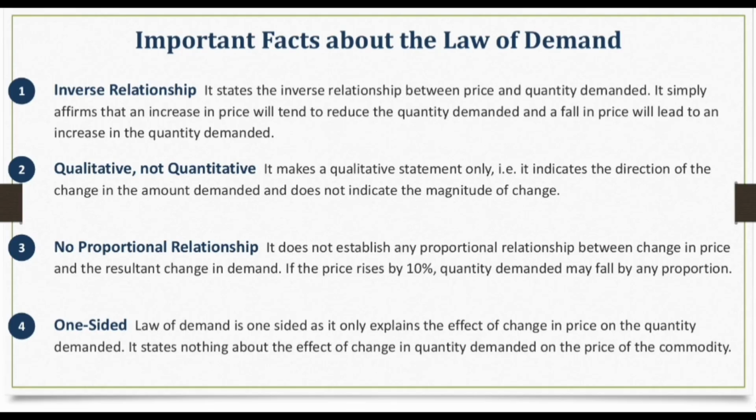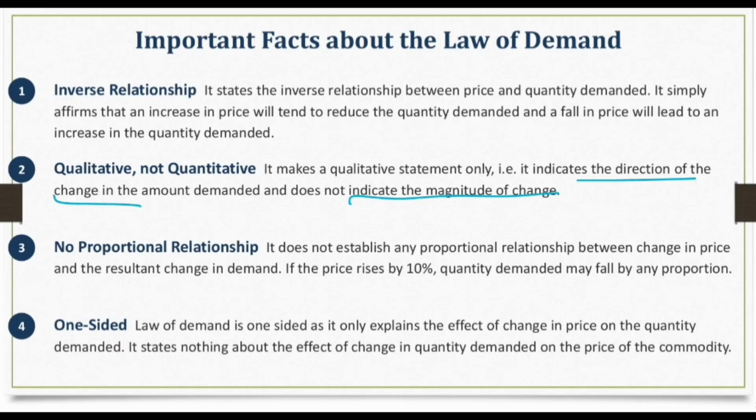Second is qualitative, not quantitative. It makes a qualitative statement only. It only tells you that, as price would increase, your quantity demanded would fall. But it does not give you the exact magnitude or exact number by which the quantity demanded is going to fall as an effect of the change in price. So it indicates the direction of change. It just tells you it's going to fall or it's going to rise. It will not tell you the magnitude.